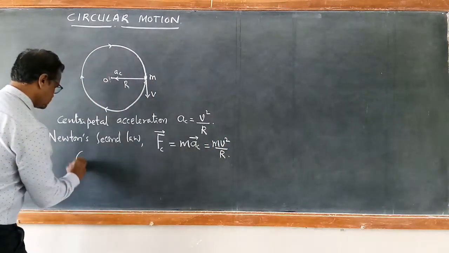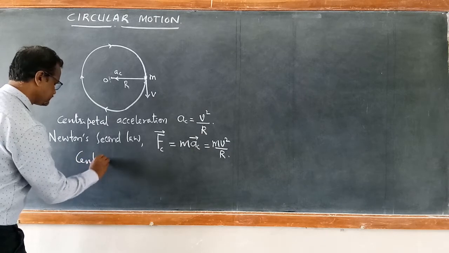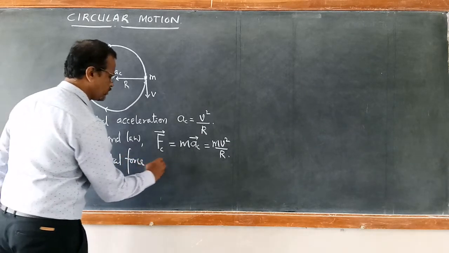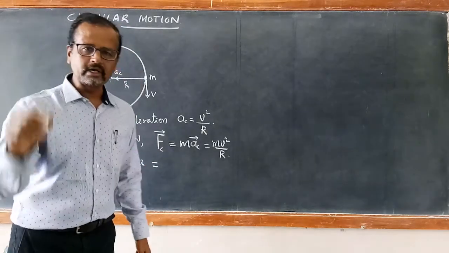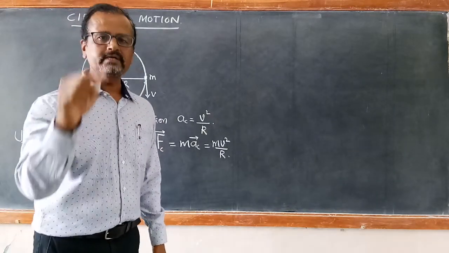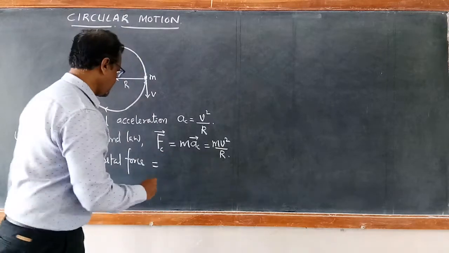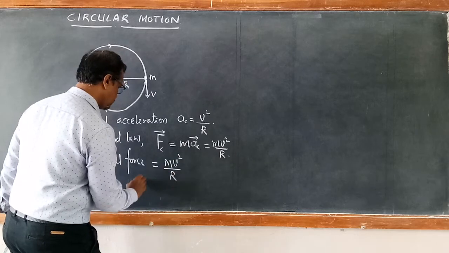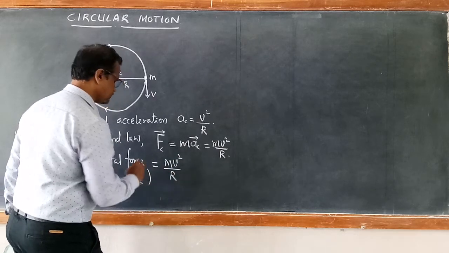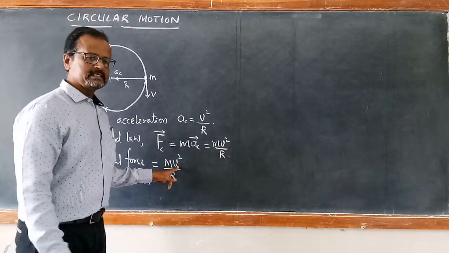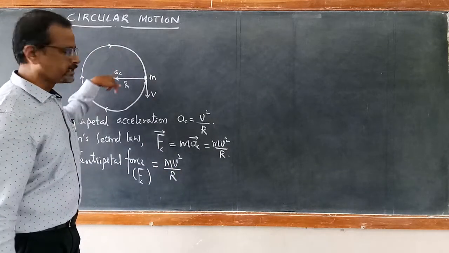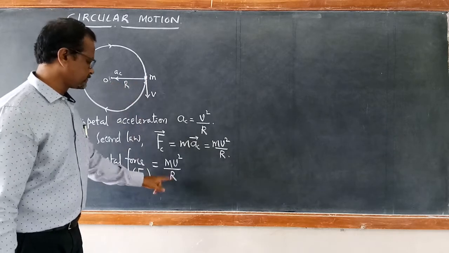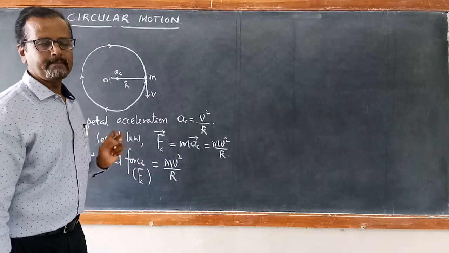So therefore, the centripetal force acting on a body undergoing a circular path with constant speed v is given by m v squared by r. It is denoted by F_c. Here v is the constant speed with which it is taking a turn on a circular path of radius r, and m is the mass of the body.